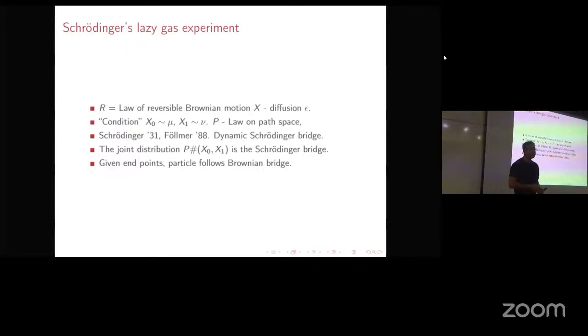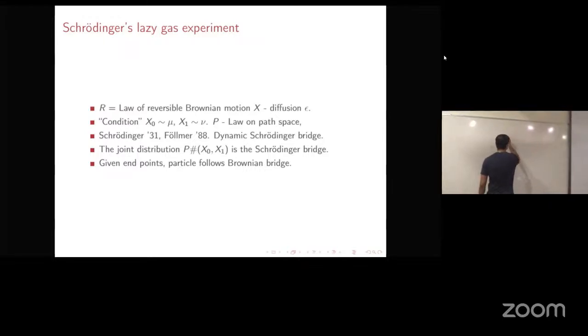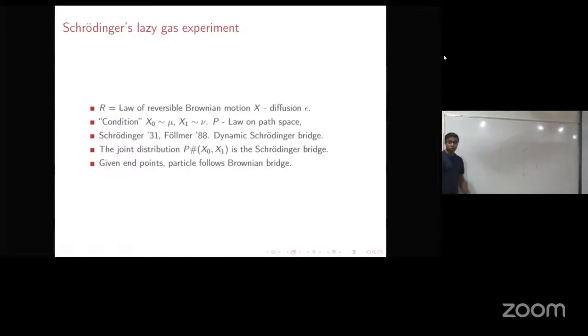I want to spend one single slide on why Schrödinger bridges are called Schrödinger bridges. The reason is that it comes from a thought experiment of Schrödinger in 1931 to 32. The thought experiment goes like this. Imagine you have gas molecules trapped in a very cold room. This room is not particularly cold here, this is close to absolute 0.